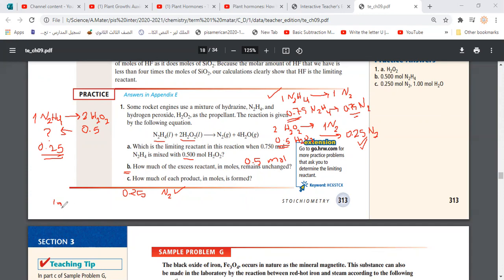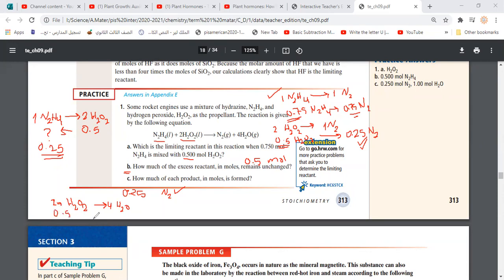We are working on the limiting reactant always. So 2 moles of hydrogen peroxide produce how many mole of water? 4. Okay, good. So here, how much of the amount of hydrogen peroxide are we going to use?